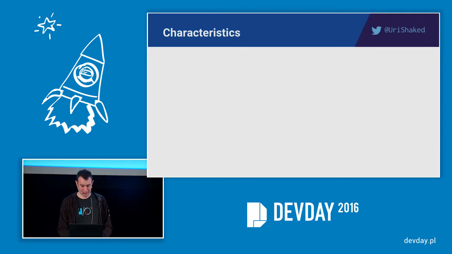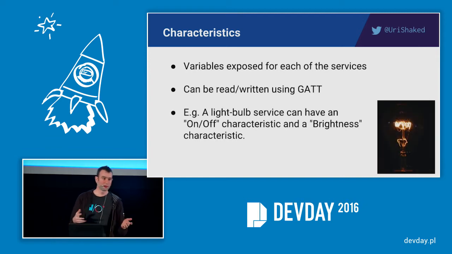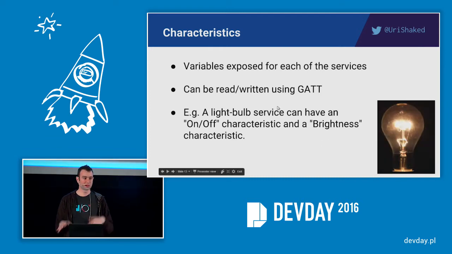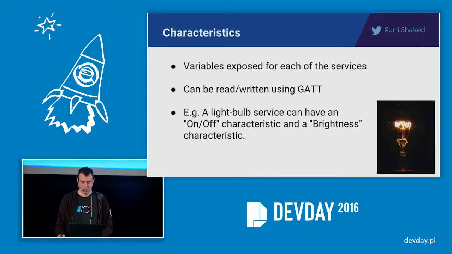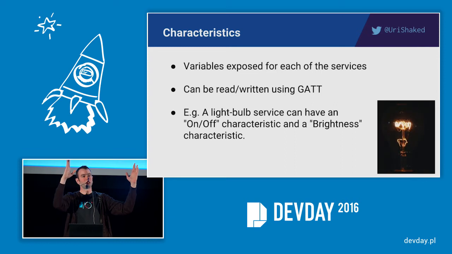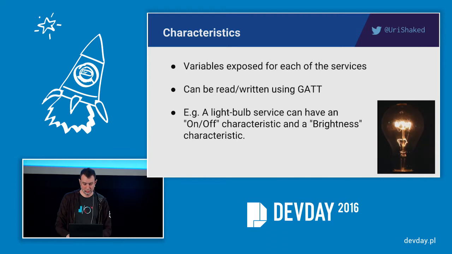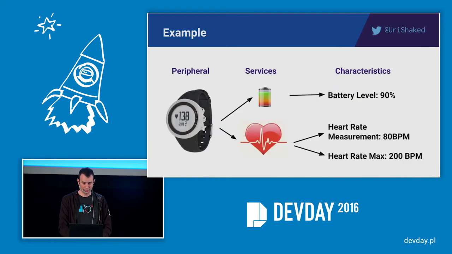So characteristics are actually variables that belong to each one of the services. We had the example of the battery level, and here we have an example of a light bulb which has a service, and this service can have two characteristics, two variables that we can read and write from. One of them will be on and off to turn the bulb on or off, and the other one will control the brightness, how much light the bulb emits. So we have services, and each service has several properties or variables that we can set, and we call these variables characteristics. And now for the most important slide, which summarizes this in a visual way.